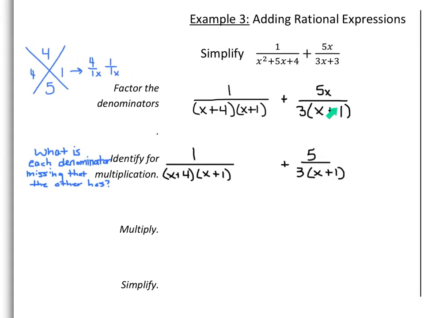So what does the second denominator have that the first one doesn't? A 3. So we need to multiply the first one by 3. If we multiply the bottom by 3, we have to multiply the top also by 3. Okay, what does the first denominator have that the second one doesn't? x plus 4. So multiply numerator and denominator by x plus 4. And then we can just cancel them out. That would send us backwards, back to where we started. So we don't want to do that.